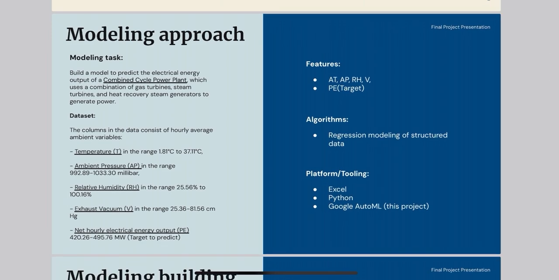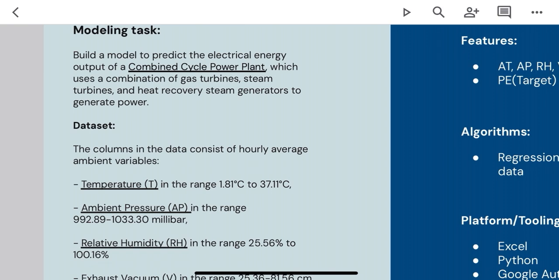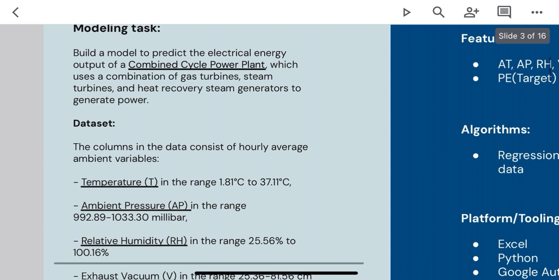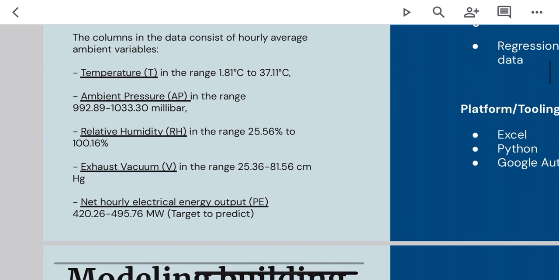The final project is to build a model to predict the electrical energy output of a combined cycle power plant, which uses a combination of gas turbines, steam turbines, and heat recovery steam generators to generate power. For the dataset, the data includes temperature, ambient pressure, relative humidity, exhaust vacuum, and net hourly electrical energy output, which is the target that I need to predict.